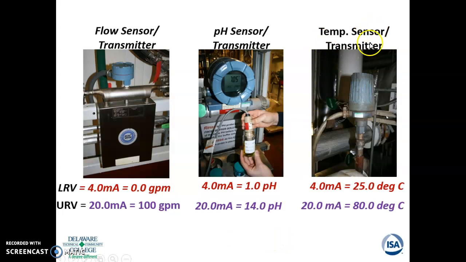Okay. And then our temperature sensor and transmitter. Our temperature, we're going to start at 25 and we're going to go to 80. So this is our range. The low range value is 25, correlates to 4 milliamps. And then 80 correlates to the 20. So these are our two ways that we would do the calculations.